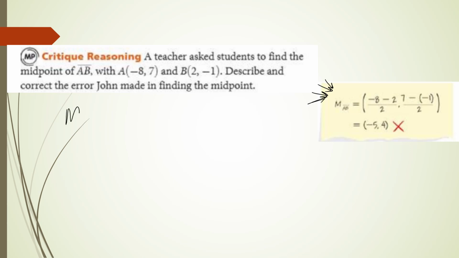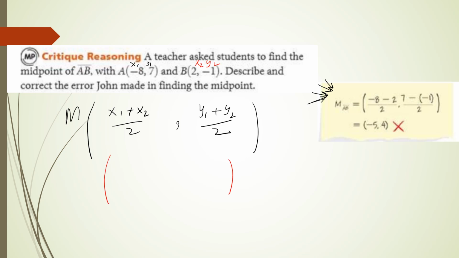So the midpoint of AB. The formula is x1 plus x2 divided by 2 and y1 plus y2 divided by 2. Name this x1, y1 and this x2 and y2. Okay, put it here in the formula. X1 is negative 8 plus x2 is 2 divided by 2. Replace y1 as 7 plus y2 is minus 1 divided by 2.